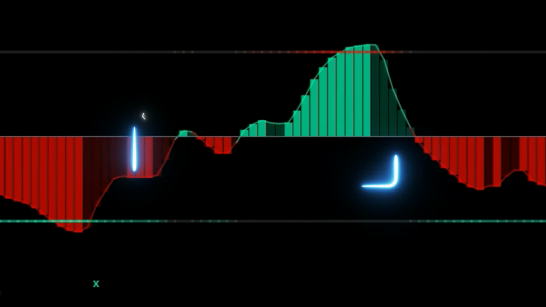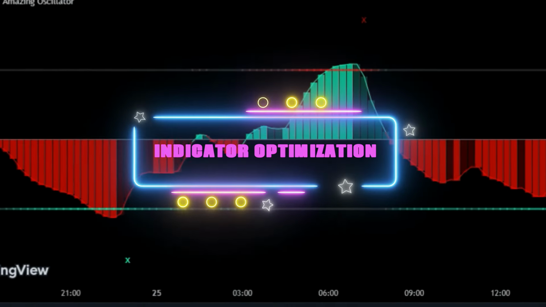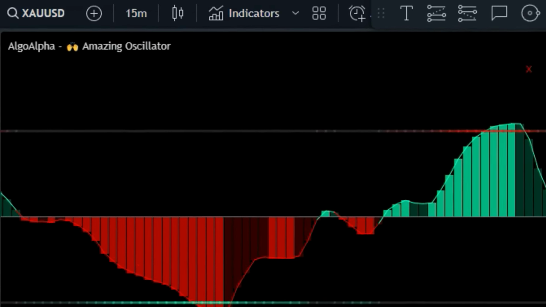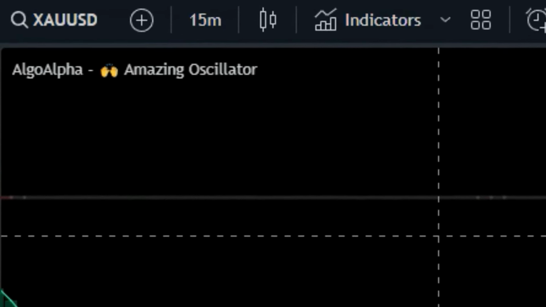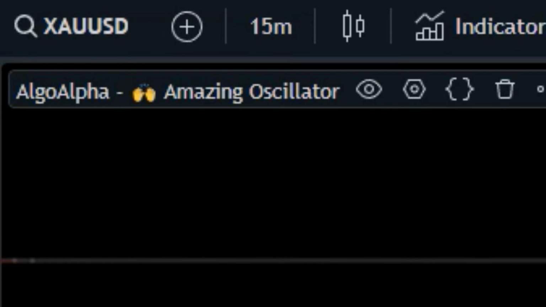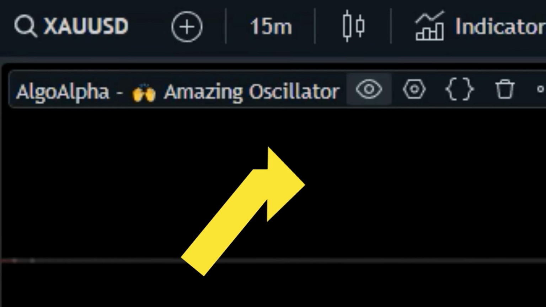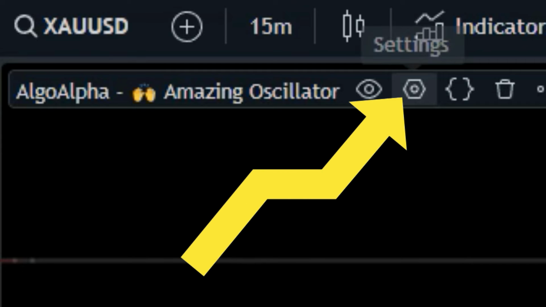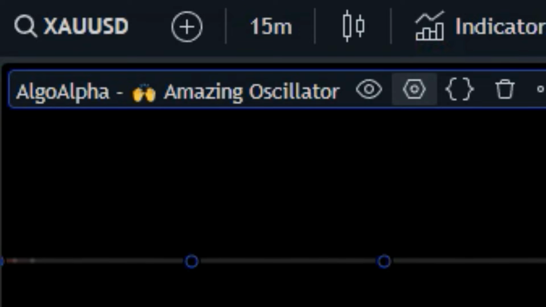Now here's the secret sauce. We need to tweak the default settings to really make this thing sing. Just click on the little gear icon next to the indicator and we'll dive into the indicator settings together. Don't be shy, exploring these settings is half the fun. You can always pause the video if you need a moment to catch up. So let's fine tune this baby and get ready to conquer the trading world.